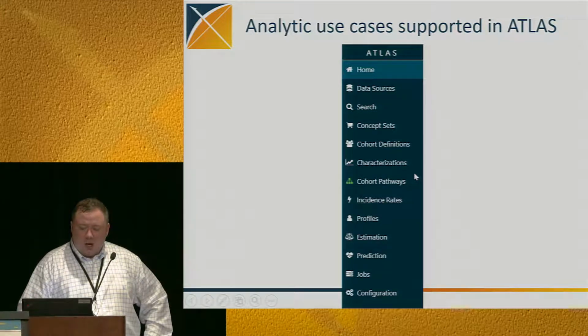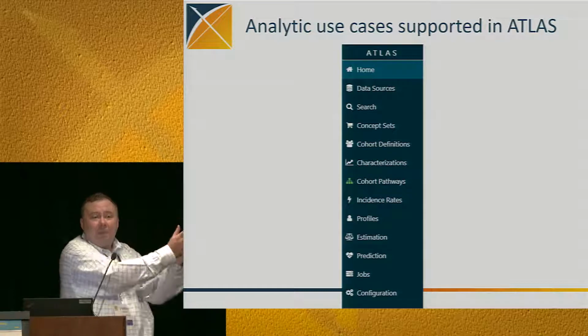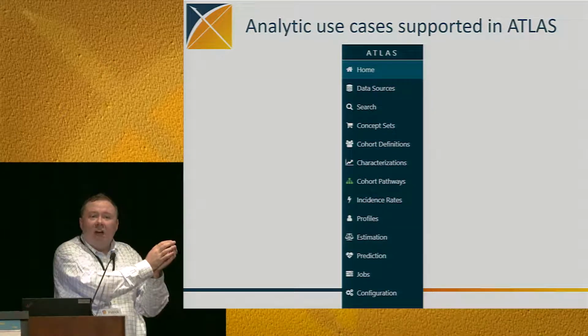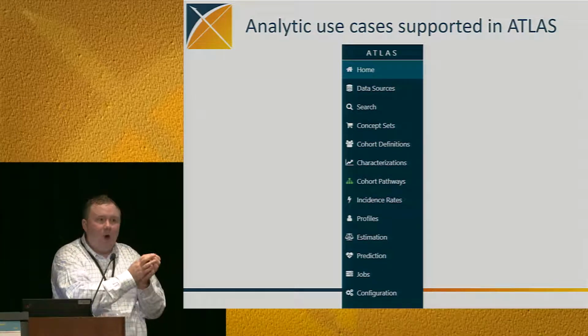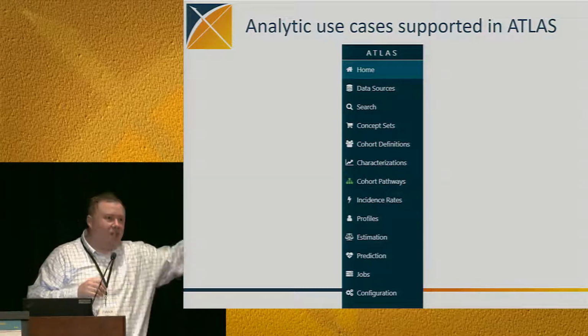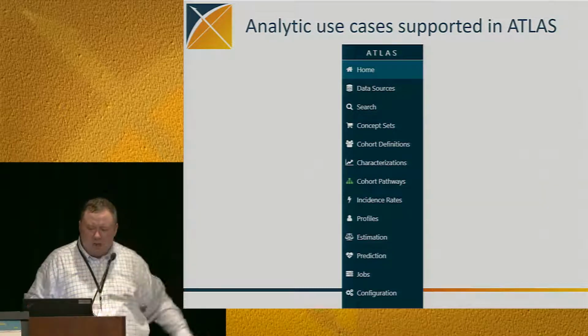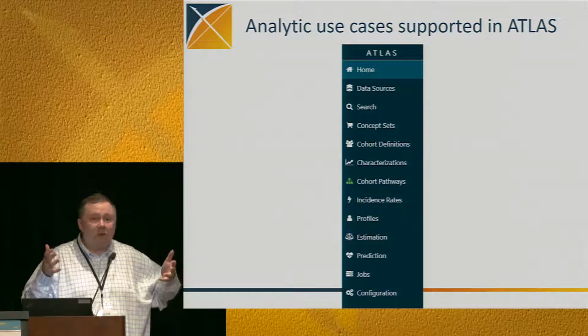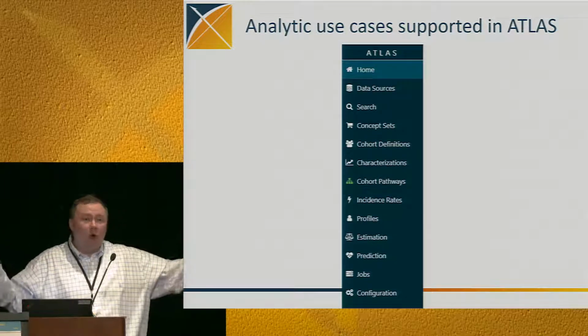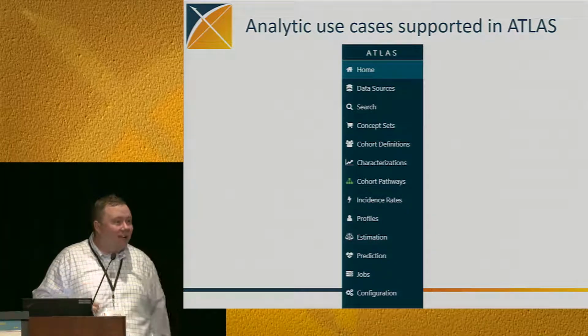We have a cohort characterization tool that basically allows you to say, given that you have a population you're interested in, let's provide descriptive summaries of those people. What are their baseline characteristics, their demographics, their comorbidities, their concomitant medications? It allows you to generate those statistics for one or more cohorts and even compare cohorts against one another.